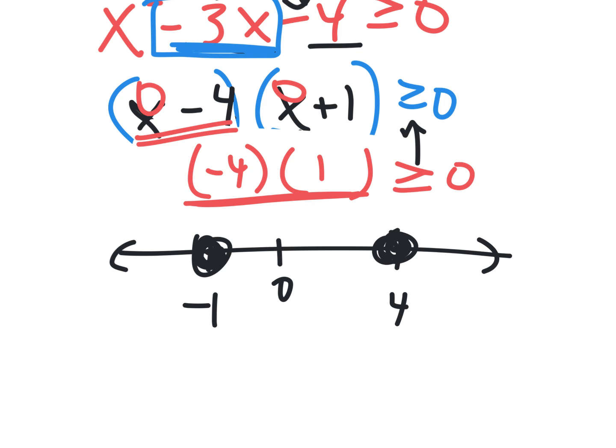Is negative 4 bigger than 0? No. Is it less? Is it equal to 0? No. So it's out. So that's how you test a region. And now we can figure it probably works in the other spots.